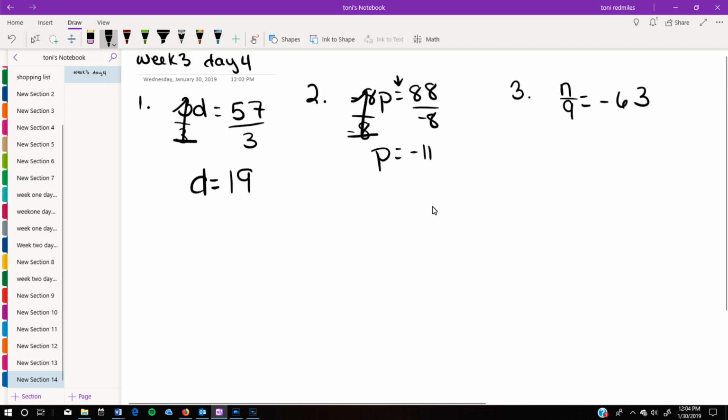All right, I got to ask myself, what is the 9 doing to the n? And it is dividing it. That's what a fraction bar means. It's just a fancy division symbol. So to undo it, I got to multiply on both sides because I'm in a contract to be fair. Those cancel, leaving me with a 9. 9 times negative 63 is going to give me a negative number, and that negative number is going to be negative 567.